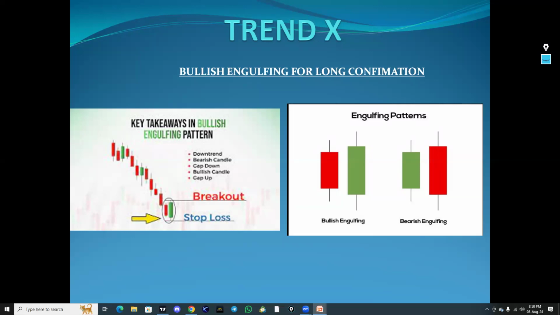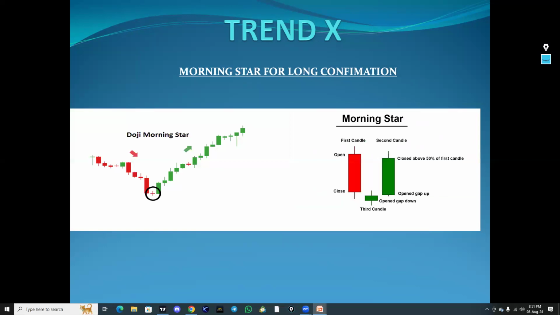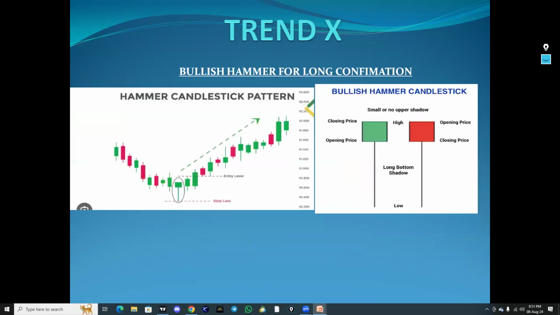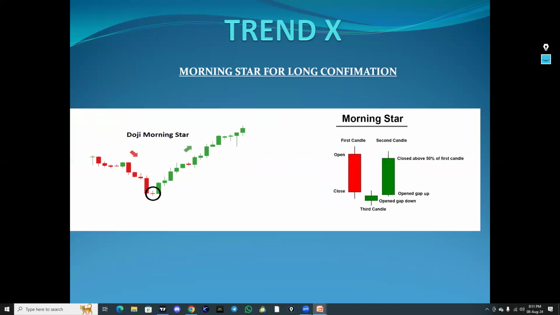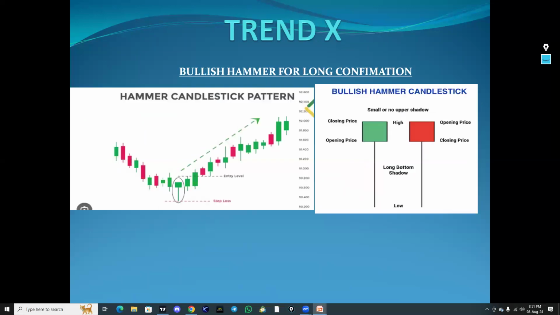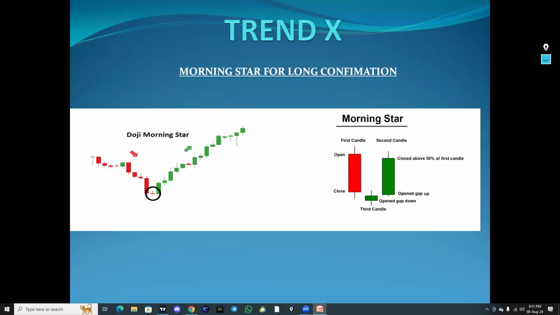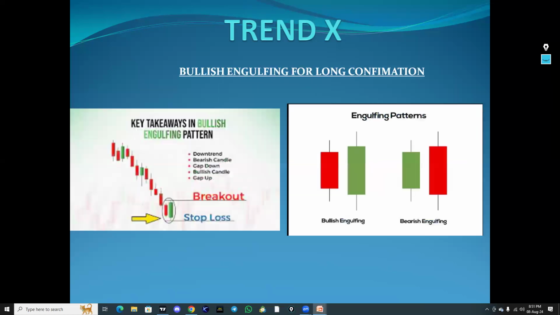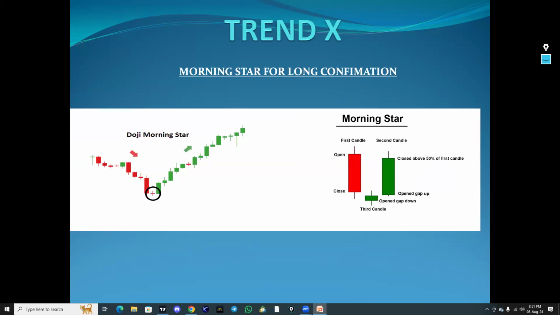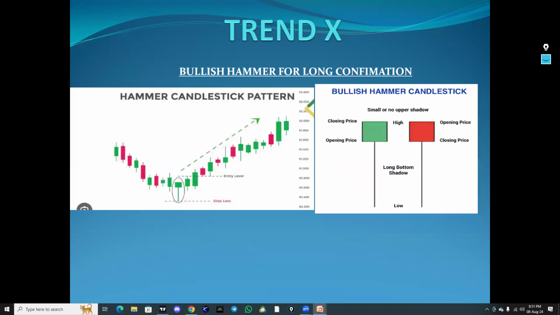This is the first candle, bullish engulf. The second candle is a morning star. The third candle is a bullish hammer. The fourth candle is the dragonfly doji. In these four candlestick patterns, I usually see the morning star and hammer many times. You will be seeing the bullish engulf too, but we have different types of bullish engulf. I'll show you. These four candles are done.